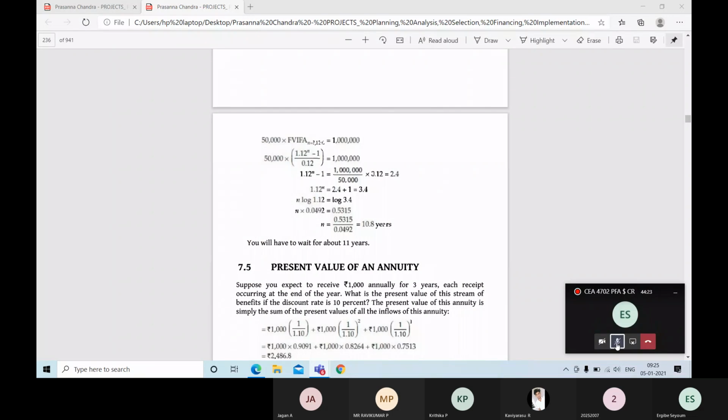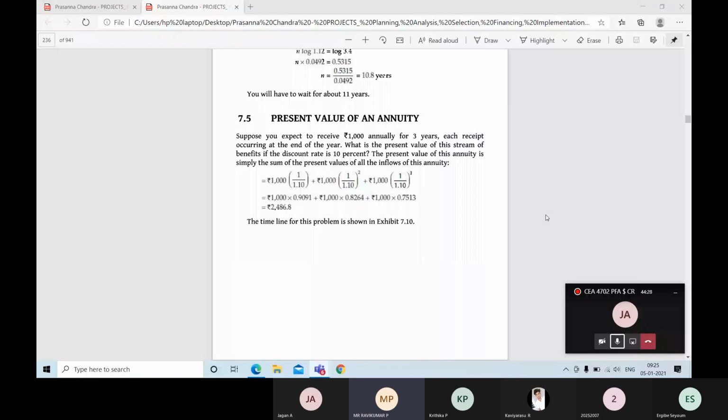Present value of an annuity. Suppose you expect to receive 1000 annually for 3 years.